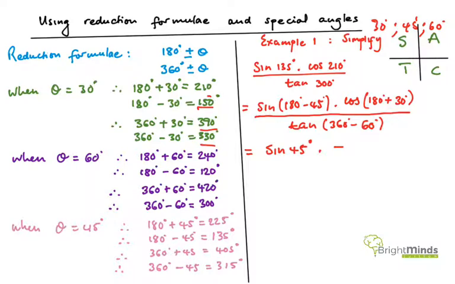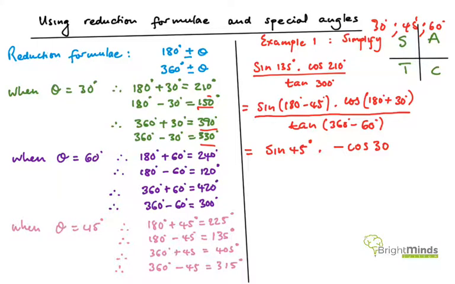And then I look at cos 210 degrees. 210 will be in the third quadrant. Then I ask myself, is cos positive or negative in that quadrant? Cos in that quadrant will be negative. So I'm going to have negative cos of 30 degrees, because cos is negative in that quadrant. Only tan is positive in the third quadrant.